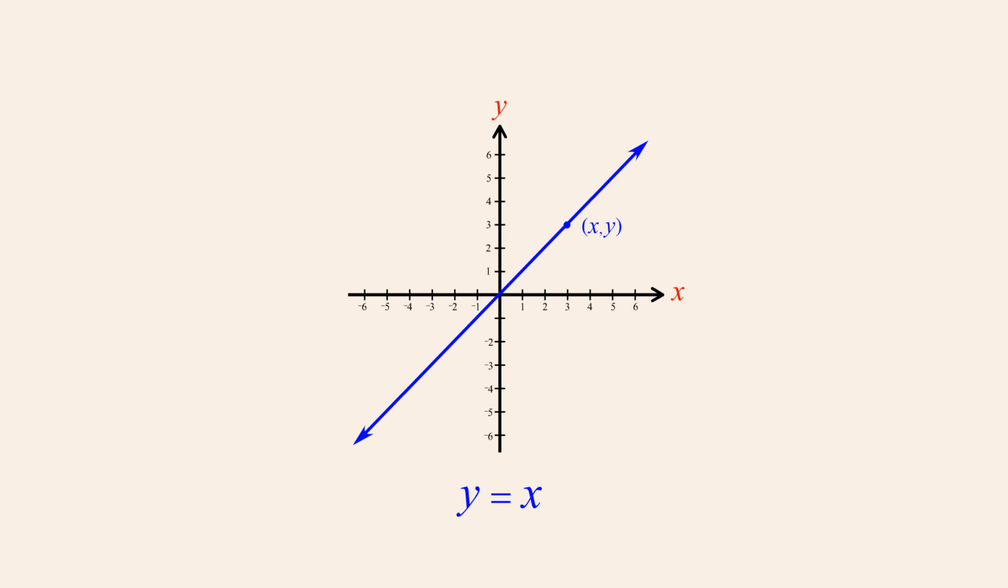For instance, the coordinates 3, 3 satisfy this equation, since replacing both x and y by 3 creates the true statement 3 equals 3. Therefore, the point whose coordinates are 3, 3 lies on this line. On the other hand, we can confirm that the point 4, 3 does not lie on this line, since substituting these coordinates into the equation creates a false statement.